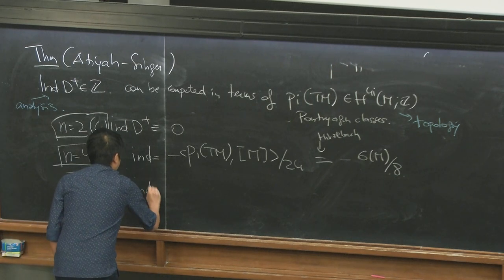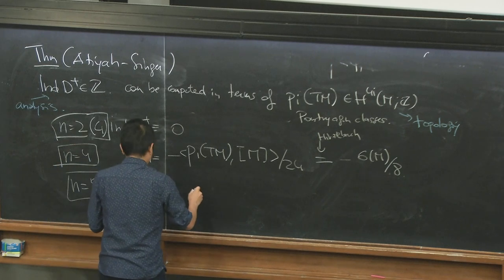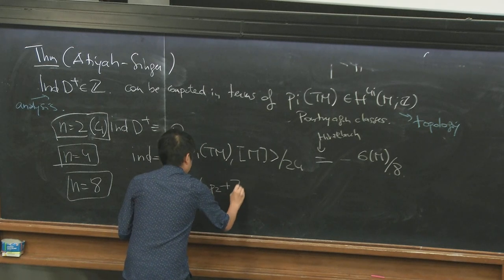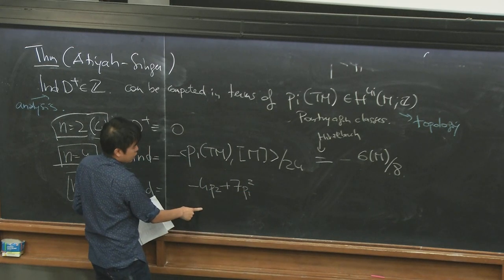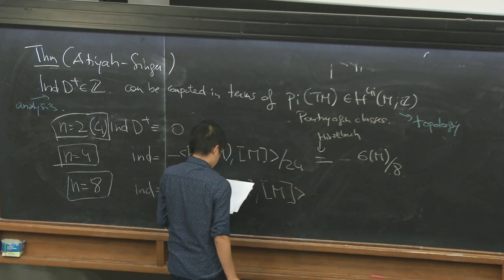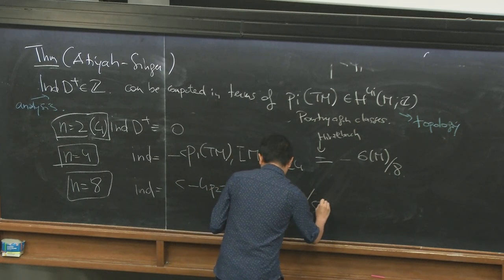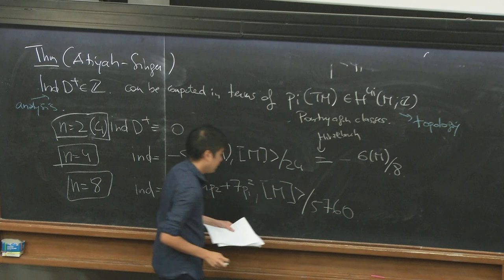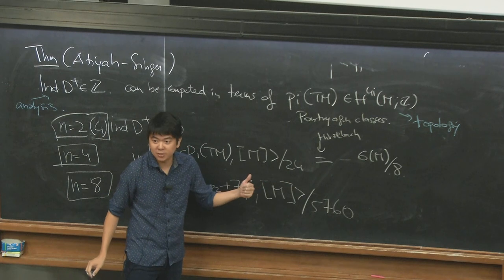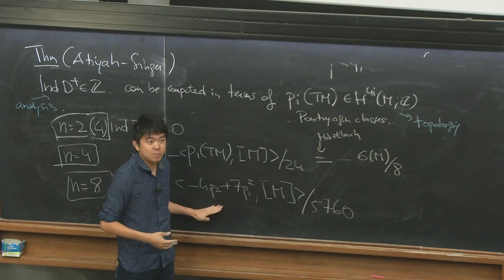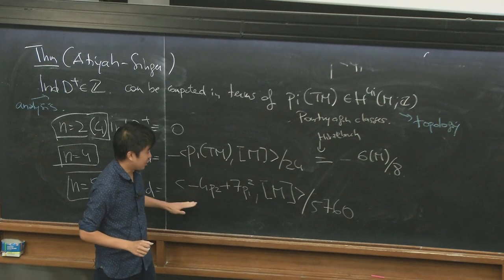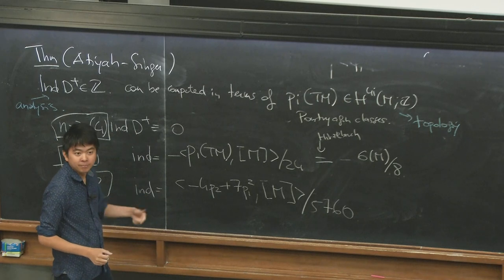If n equals 8, the index is minus 4p2 plus 7p1 squared. This is a class in H8, so you can evaluate it on the fundamental class of M, and then you divide by 5,760. It's already very non-trivial that this number is divisible by 5,760. So you can get a lot of interesting divisibility results for Pontryagin classes, and a lot of cool theorems, just by using the fact that this turns out to be an integer. Question there?